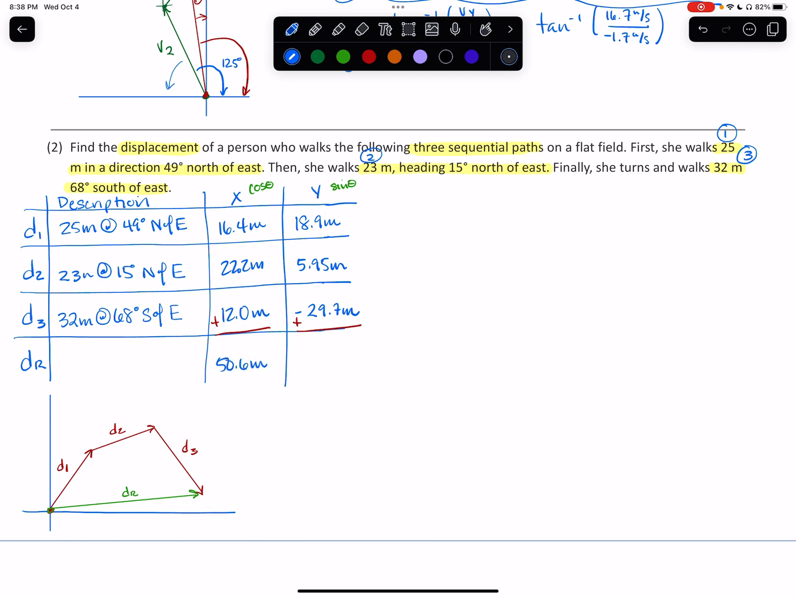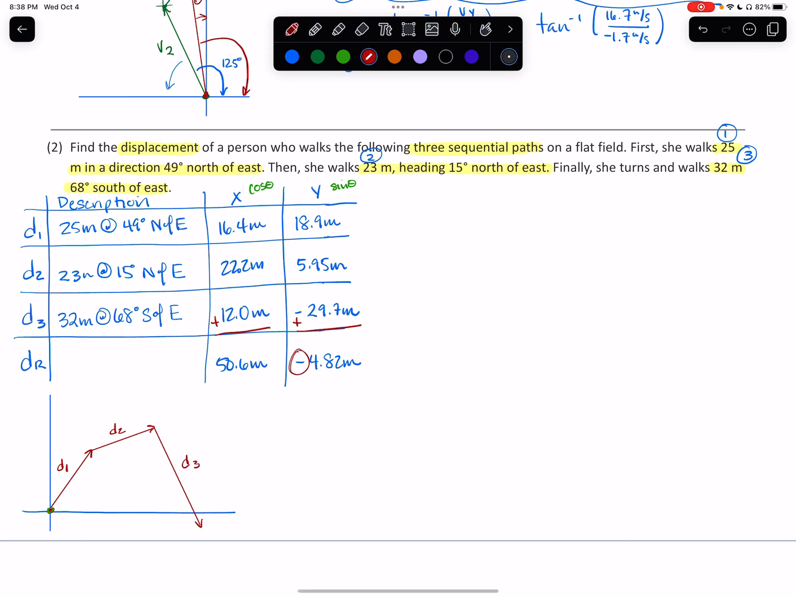And then for our vertical pieces, we add everything together and get negative 4.82 meters. Okay, so I can see right away that my y component is negative, so my last vector is not long enough. All right, so my last vector needs to end down here. Again, I know that because of the negative sign right here.